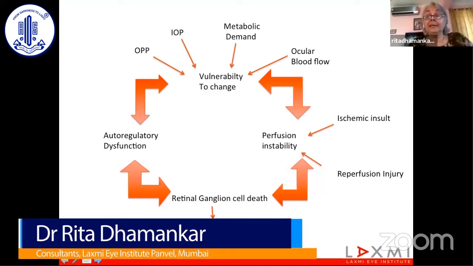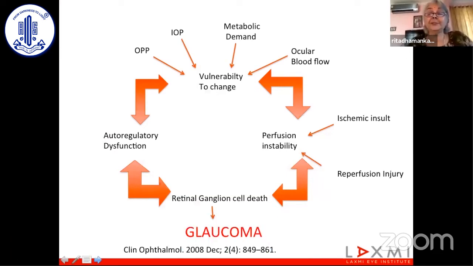But we have to look at other factors that cause glaucoma. So what are these other factors? There are 2 major things that you have to look for: an autoregulatory dysfunction, which can be because of ocular perfusion pressure which is not normal, the intraocular pressure which is not normal. You could be looking for an ocular blood flow problem, and all this could result also in a perfusion instability, which could be even enhanced by an ischemic insult or by a reperfusion injury. Both of these in turn lead to retinal ganglion cell damage, which finally moves on to glaucoma.